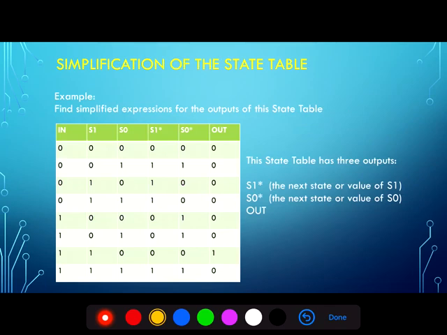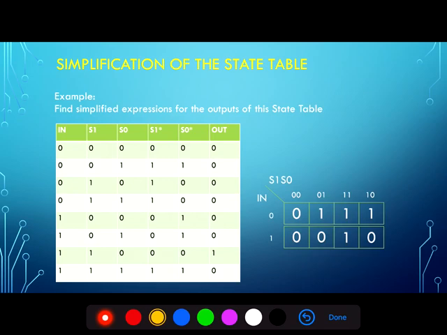Now the state table has several different outputs. It has the traditional output, out, which describes some function that's being performed by the state diagram, but it also has two other outputs that are the next state of the states S1 and S0. So in order to fully implement the state table, we need to not only come up with expressions for the output, but also expressions for all the bits that describe the next state of the sequential circuit.